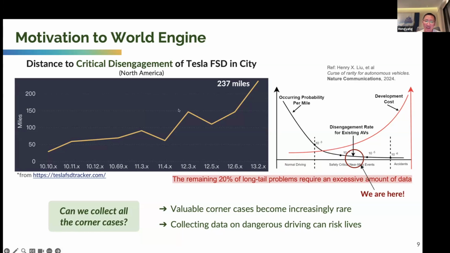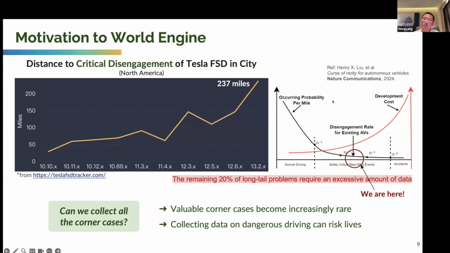So you can see the MPI got increasing, which is very promising. That's good. But here, this is a figure. I think this is a motivation from our recent project called the World Engine. So here, the x-axis means the normal driving and also safety critical or near miss events. And if you drive very far away here, you're gonna run into accidents.